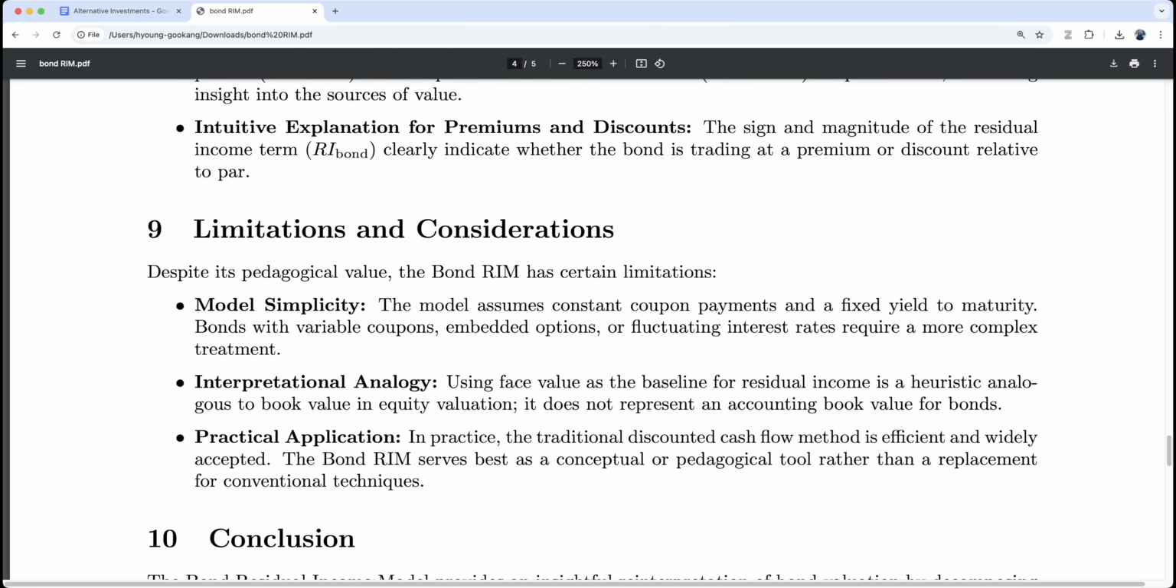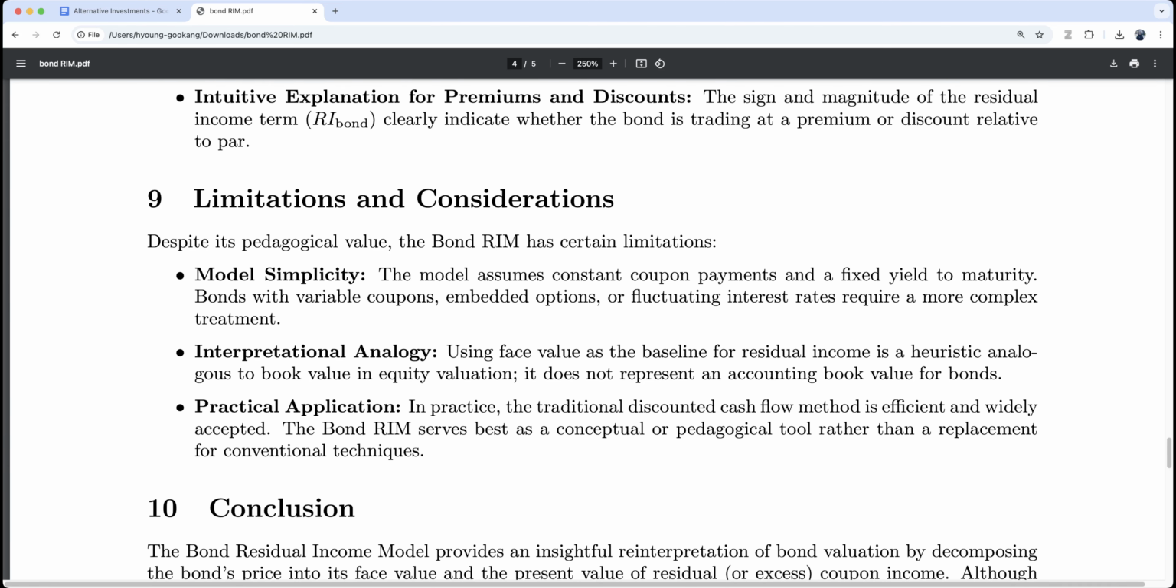Now limitations and considerations. Despite its pedagogical value, the bond RIM has certain limitations. Model simplicity: the model assumes constant coupon payment and fixed yield to maturity. Bonds with a variable coupon, embedded option, or fluctuating interest rate possibly require more complex treatment. Interpretational analogy: using face value as a baseline for residual income is a heuristic analogous to book value in equity valuation. It does not represent an accounting book value for a bond. Accounting book value is actually more of a market value.